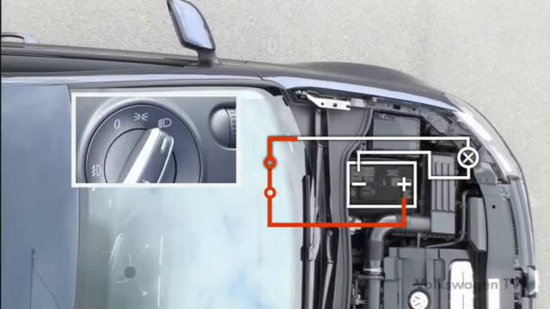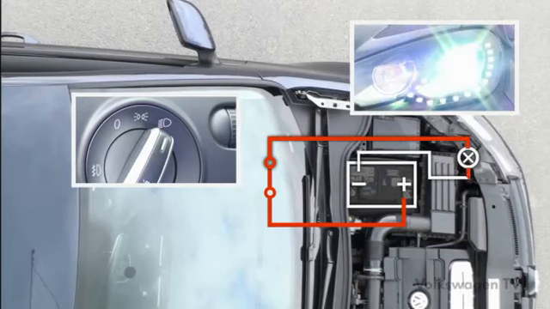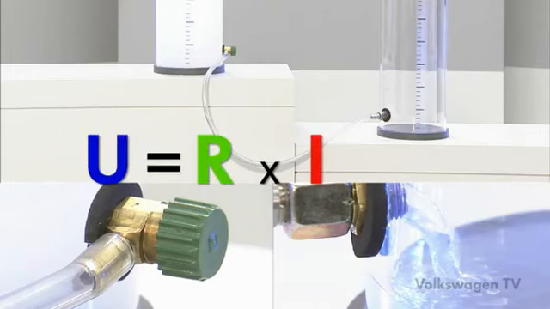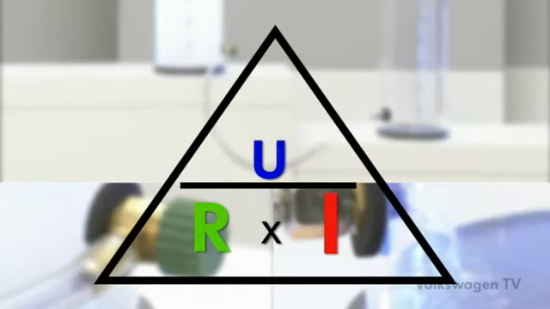As soon as we turn on the switch, its resistance is very small, and a current can flow from the battery to the headlamp and back to the battery again. A charge compensation takes place. Ohm's law states that voltage, current, and resistance are always connected with each other. If current flows, voltage decreases. If resistance decreases, the amount of current that can flow increases.